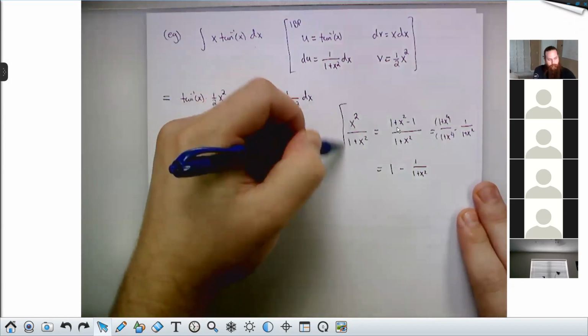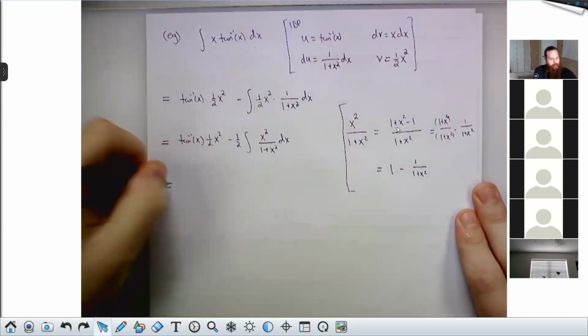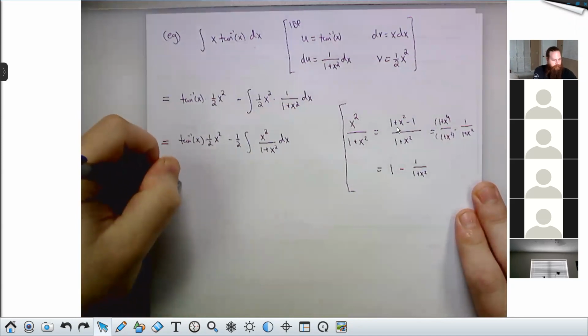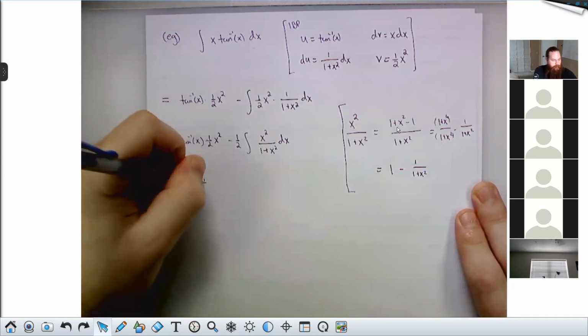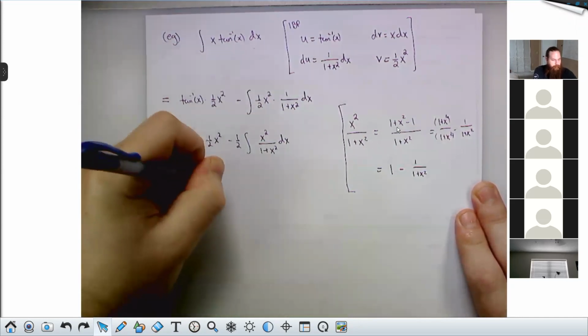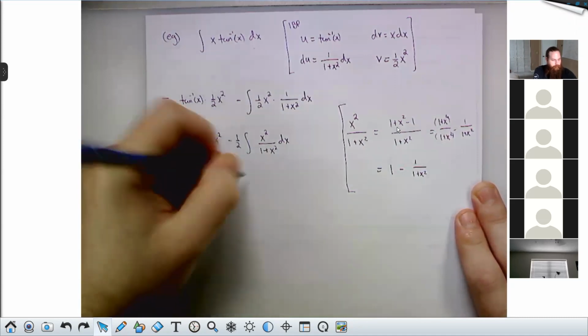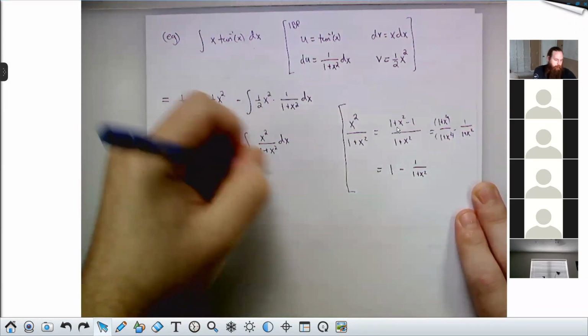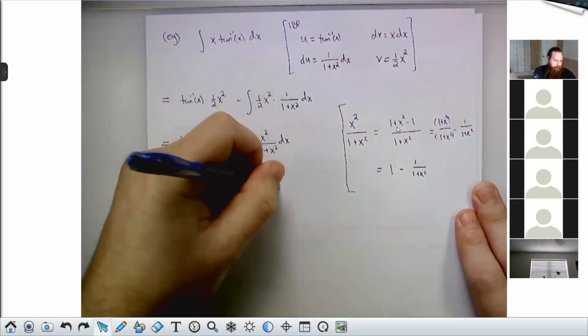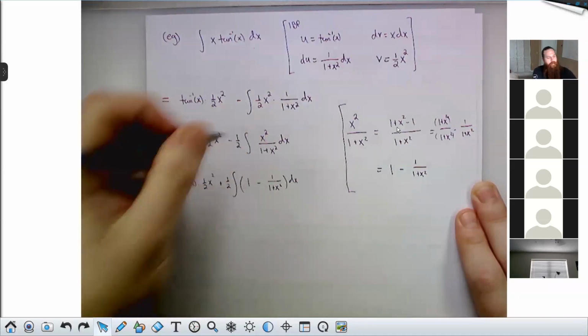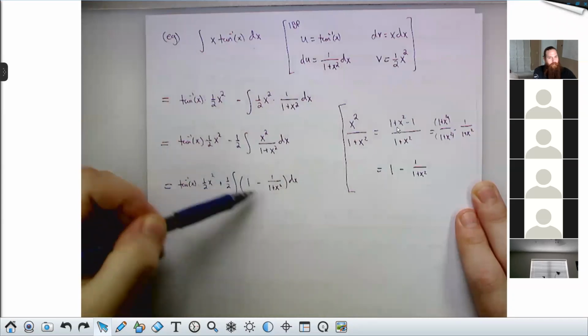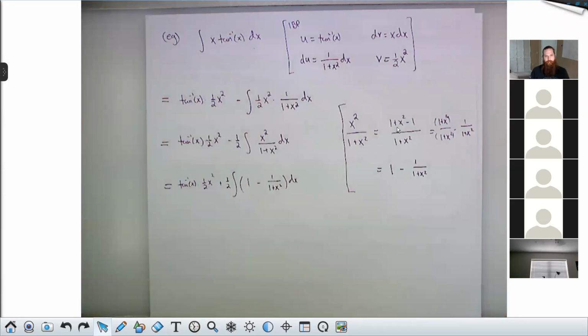So this is some algebra side work. And what it tells me is that my integral here is inverse tangent of x times 1/2 x squared plus 1/2 integral 1 minus 1 over 1 plus x squared dx. This can be rewritten as this. It's a sneaky algebra trick. We'll talk more about this sort of algebra. What's really going on here is long division.